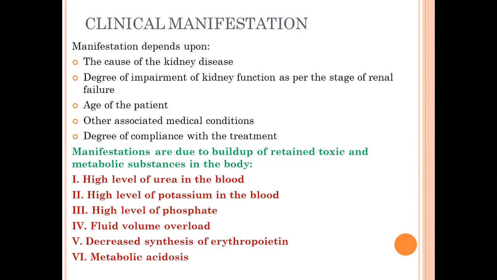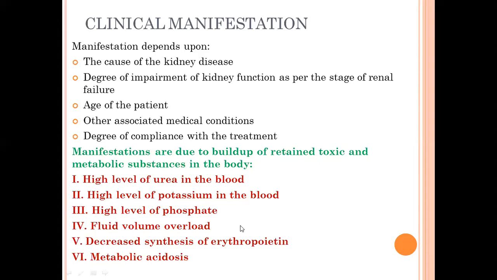Then fourth is other associated medical conditions. As I've said, diabetes mellitus and hypertension can put the patient at risk. Then next, degree of compliance with the treatment, which means how well the patient is responding to the treatment. If not responding to the treatment, then the patient might have to undergo transplantation. The main symptoms start occurring when there is excessive buildup of toxins in the kidneys. That we'll discuss one by one.